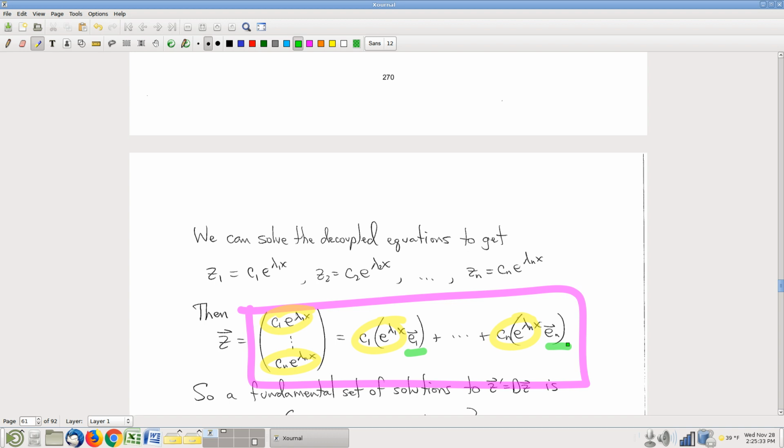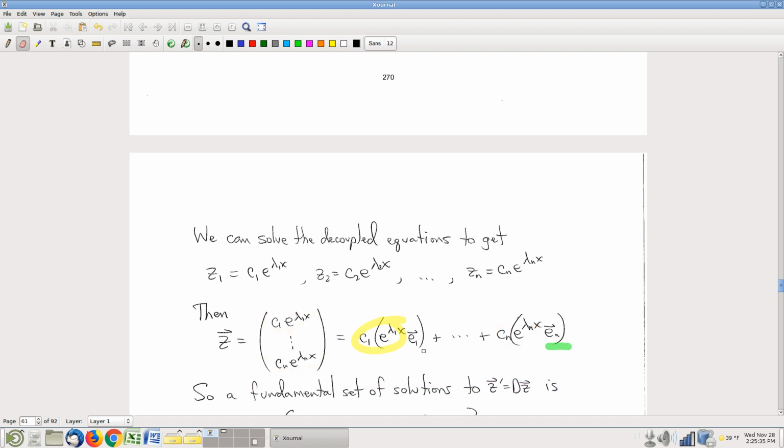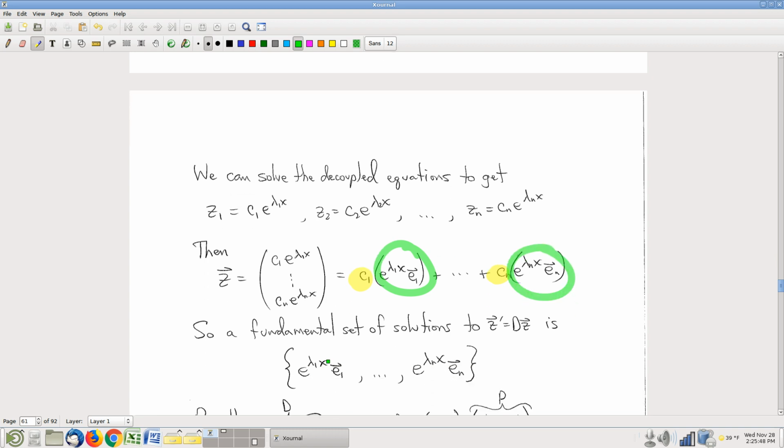Okay, right. So now, having written it like this, if I choose to think of it as such, I have a general linear combination of a bunch of functions that then make up my fundamental set of solutions.